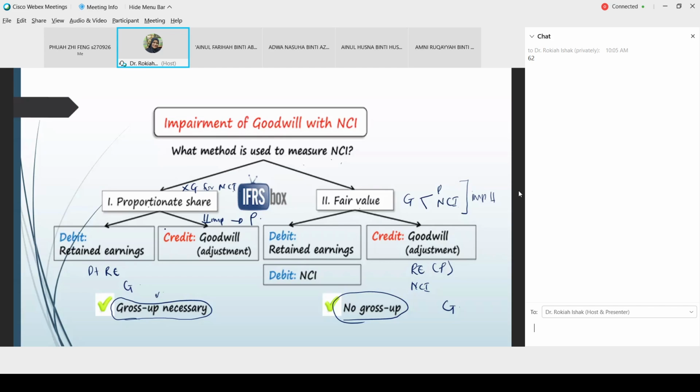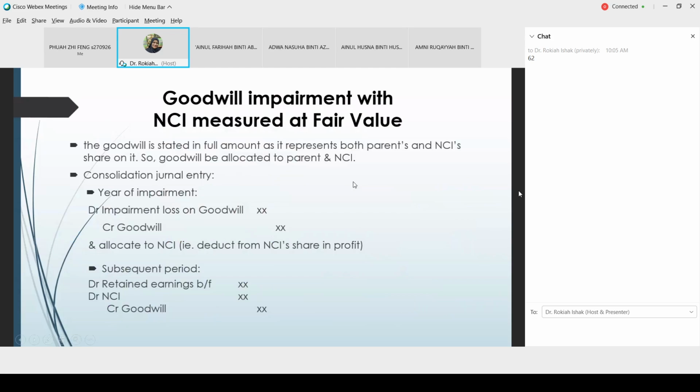So this table is very important because you need to know what the journal entry is. From this table, you know the journal entry for whichever method you use. So please focus on this table. It's going to help you to understand the impairment of goodwill. Okay, so we proceed with the next one. Maybe I will read a little bit.